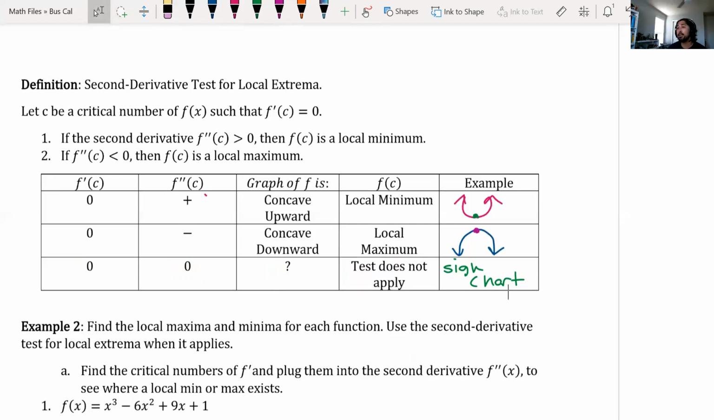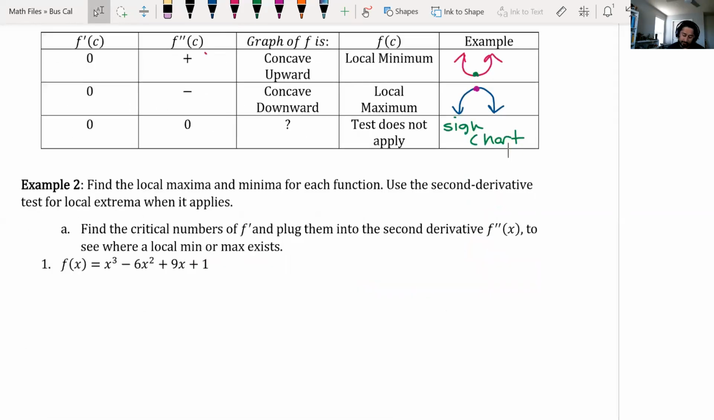All right, so let's go ahead and try this second derivative test out. Find the local maximums for the functions. Use the second derivative test to find your maximums or minimums. So first thing we're going to do is take the derivative of this function, set it equal to 0, and find the critical numbers. So let's get started with that.